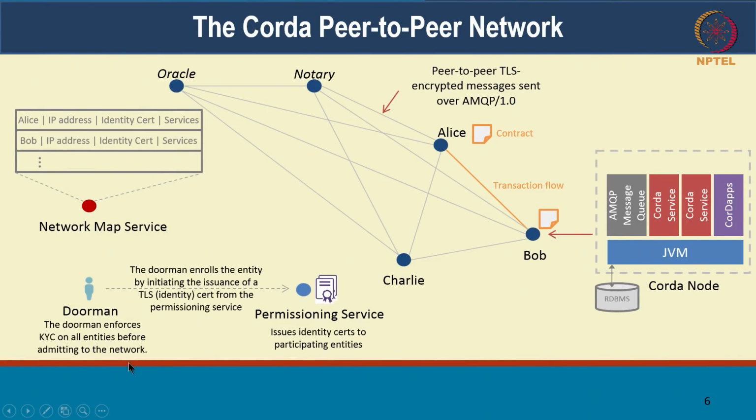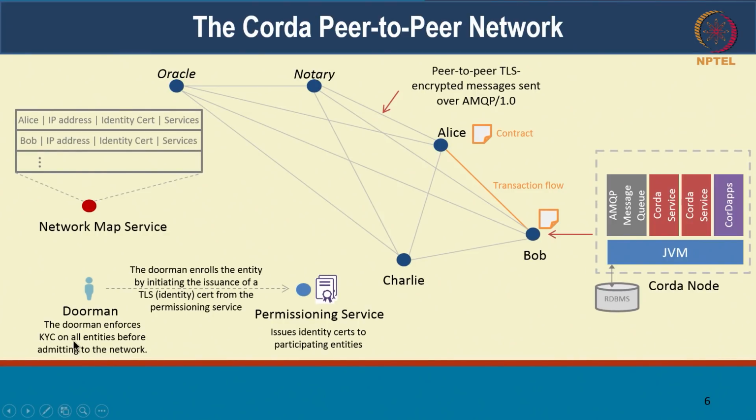There is, as I mentioned, a doorman service. The doorman service is the one that's going to do some form of KYC, know your customer. They will make sure these are legitimate entities and that they require access to this network, that they need to be part of this Corda network. Once the doorman has approved an entity for access, it then issues an identity based on a TLS cert. This is from a permissioning service, which creates the cert for the participating entities. So this is how the permissioning itself works.